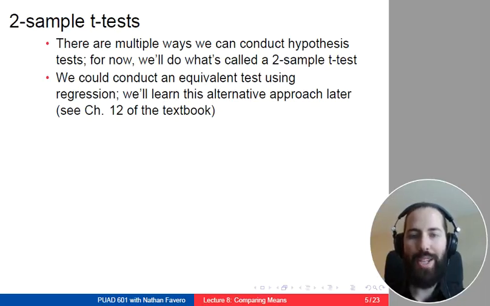Of course, regression is a tool that we talked about a while earlier in the semester when we were learning about relationships between two continuous variables. It's actually possible to use regression to study differences in means across groups. This is covered in chapter 12 of the textbook, and we'll come to this later on in the semester and talk about it in more detail. But for now, let's focus on the two-sample t-test.